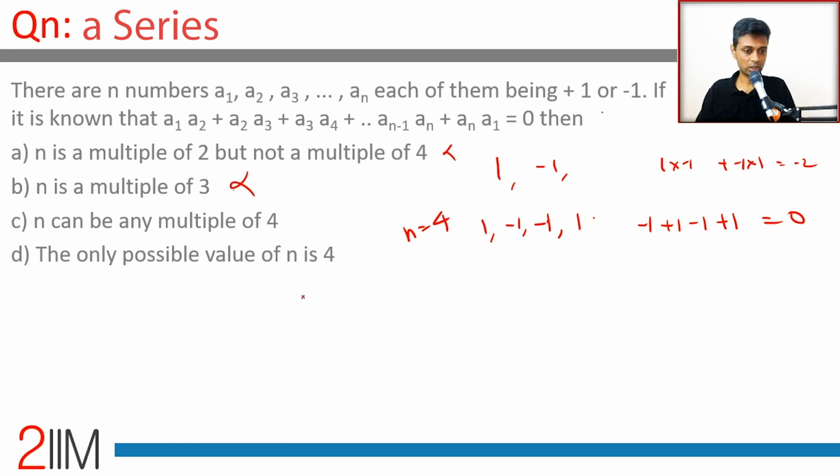A multiple of 3 doesn't work. N can be any multiple of 4. The only possible value of n is 4. Those are the 2 possibilities. Okay, let's think about this.